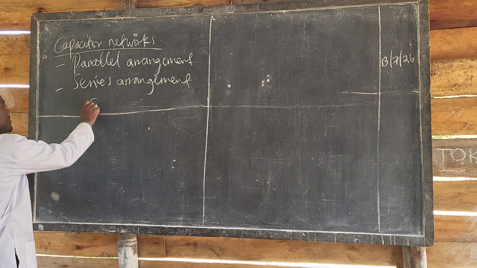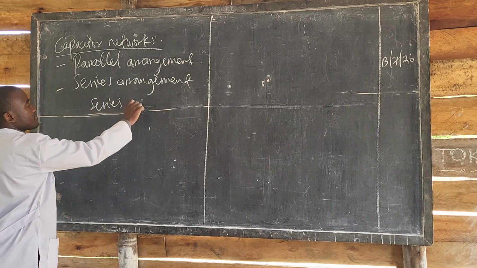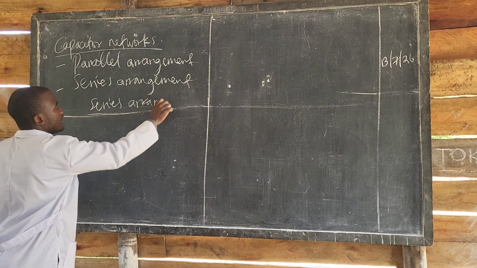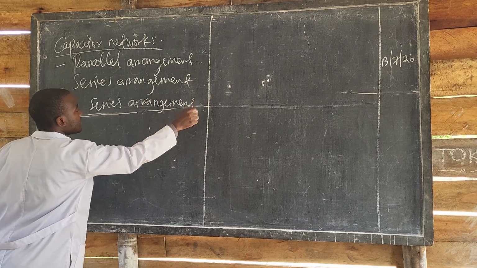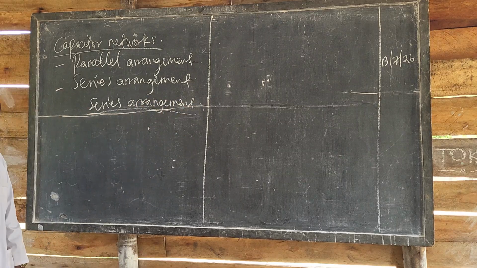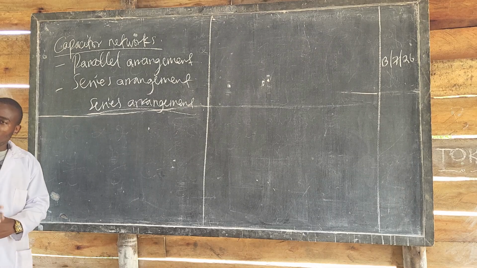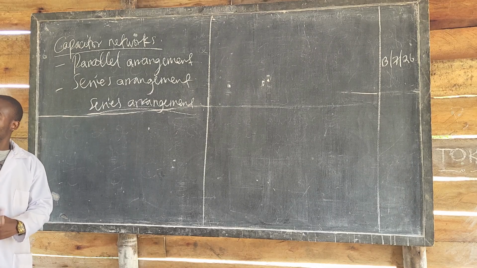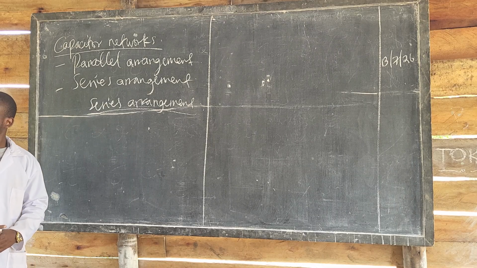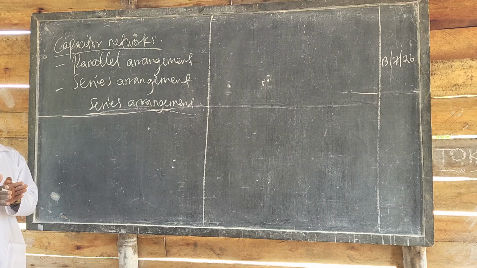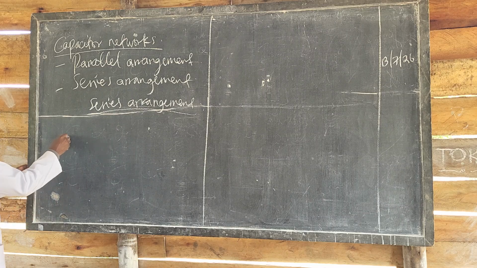Let's begin with a series arrangement. So in this case, they are arranged one to the other. I mean, from one, the connection continues to the other. This is what we mean.